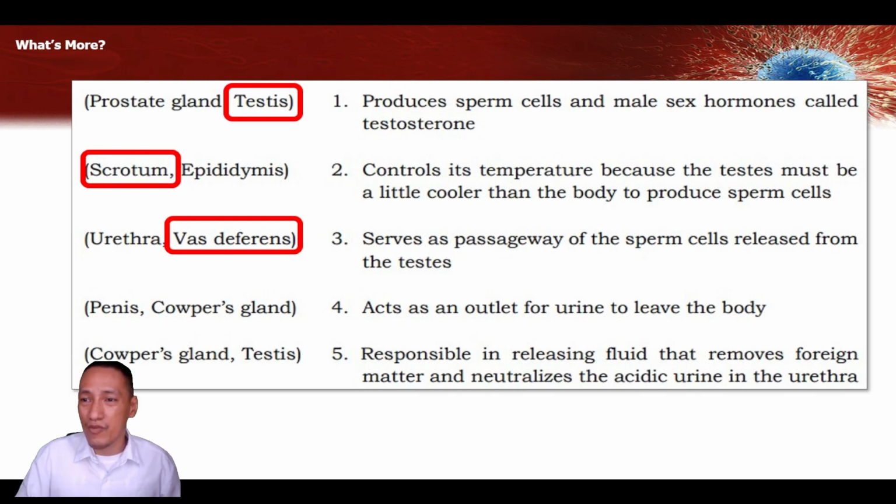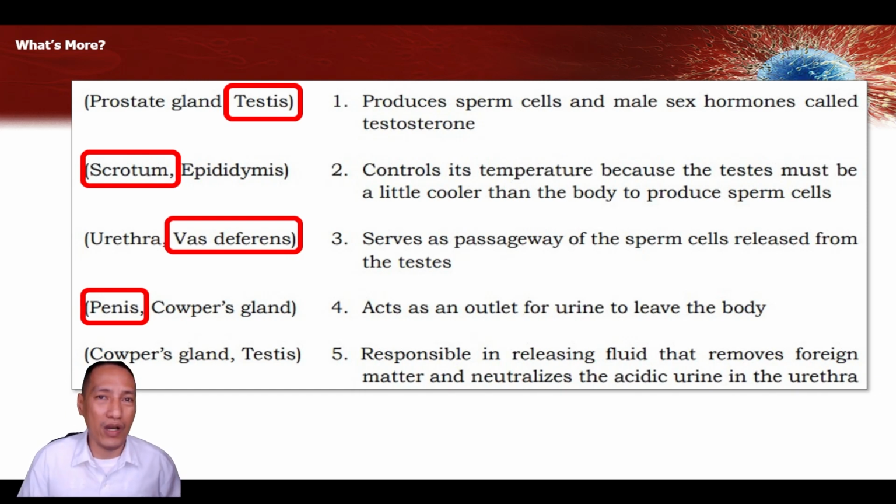Very good. For number 4, it acts as an outlet for urine to leave the body. So, isa siyang labasan ng ihi para makalabas sa katawan ng tao. Ito ba ay penis or Cowper's gland? What is your answer? That is correct. Penis is the correct answer. Kasi Cowper's gland naman, wala namang kinalaman yan sa urine. Okay, so madali lang yun. Number 5, responsible in releasing fluid that removes foreign matter and neutralizes the acidic urine in the urethra.